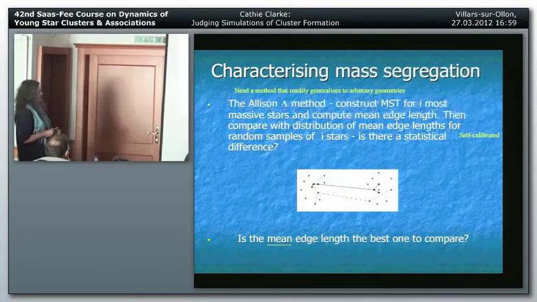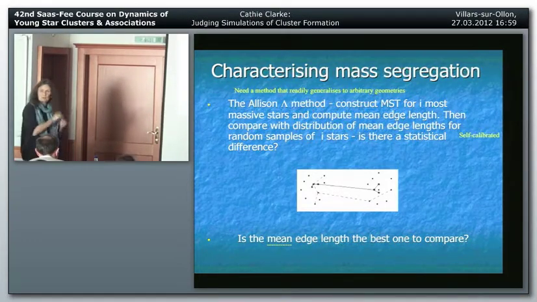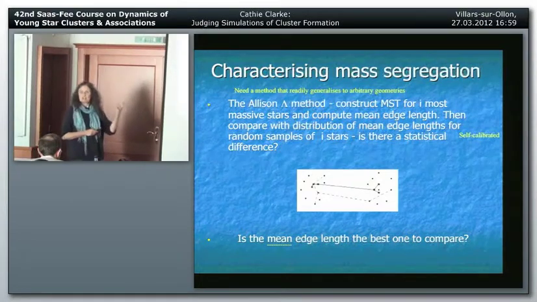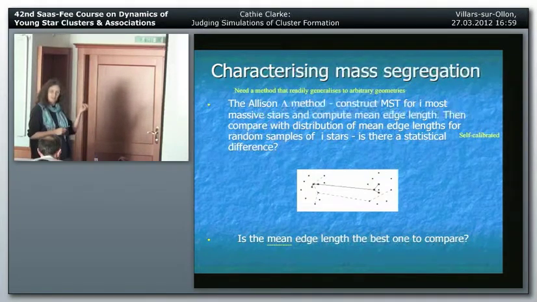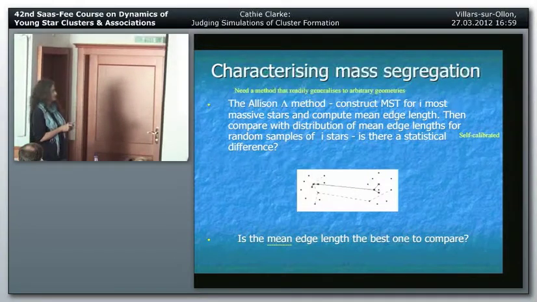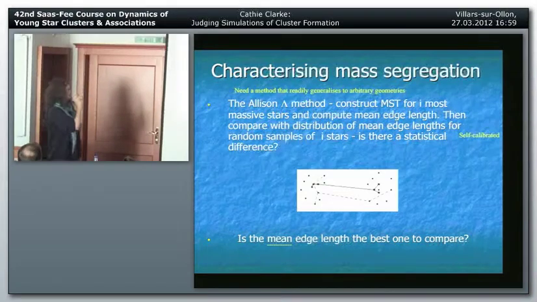It's just saying, take, say, the 10 most massive stars in the cluster, connect them together with a minimum spanning tree and ask, what's the average edge length for that minimum spanning tree? And then repeat the same exercise for lots and lots of samples of 10 random stars from the cluster. And then say, is the mean value for your 10 most massive significantly different from the mean value for these random samples? What I like about this method is that it's self-calibrated, in the sense that when you do the Monte Carlo exercise of picking all your samples of 10 random stars to compare with, you get a dispersion as well as a mean, and therefore you can say, actually, my 10 most massive stars are 4 sigma away from the mean, or whatever.